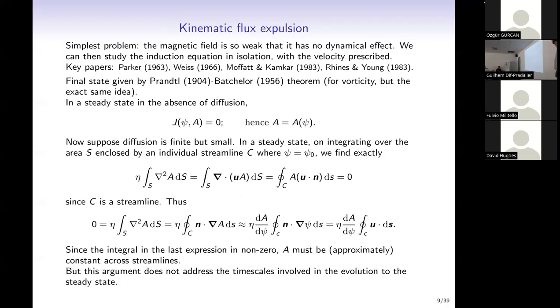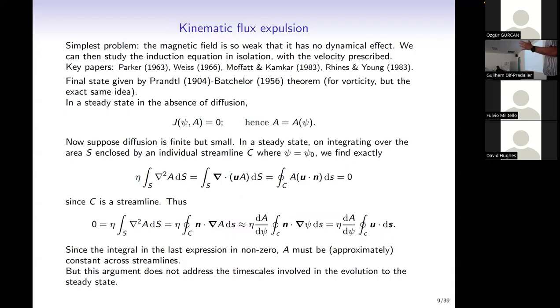What we do know, and what would have been known way before these papers, is what happens at the end. A has got to go to a constant. The magnetic field has got to go to 0. This is a famous theorem, the Franklin-Batchelor theorem, Franklin 1974, rediscovered by Batchelor in 1956 in volume 1 of the Journal of Fluid Mechanics.